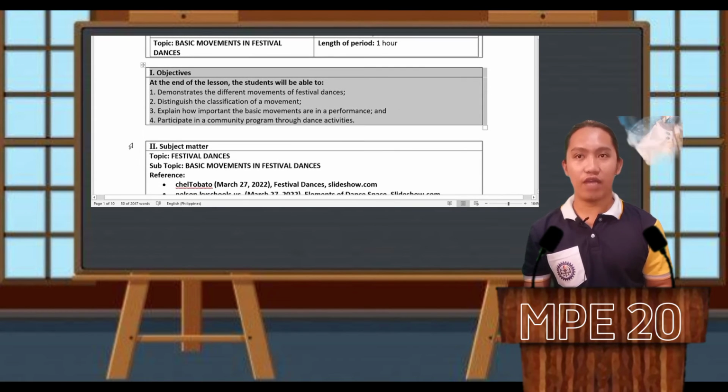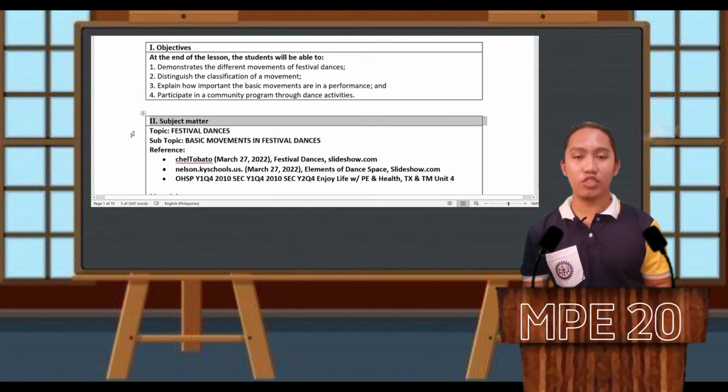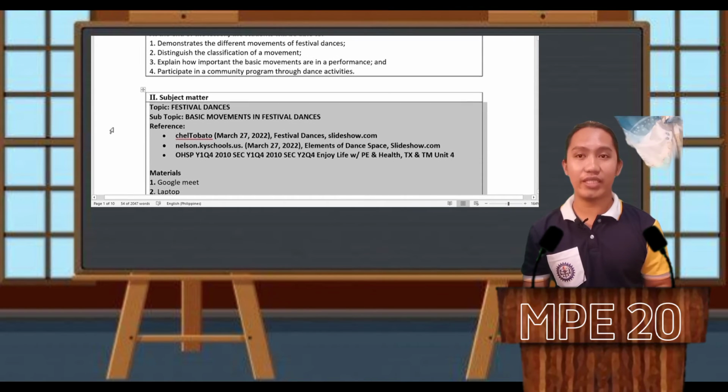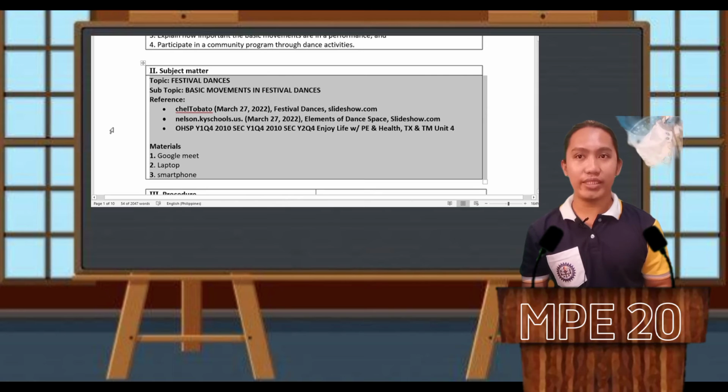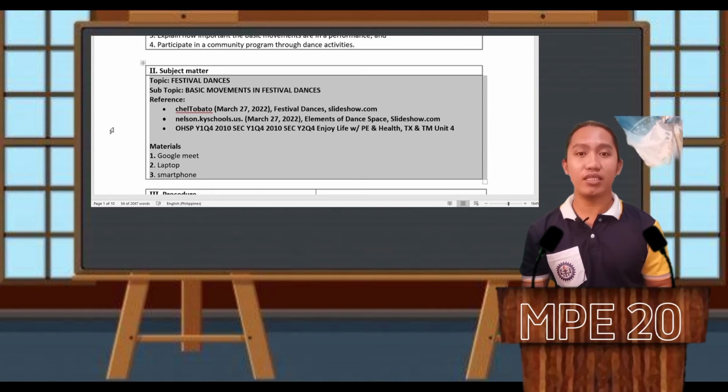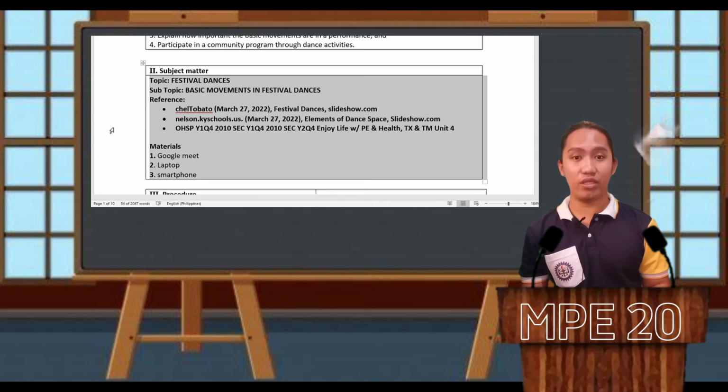Next, we have to put the subject matter. When it comes to subject matter, here you can see the topic, the subtopic, the reference, and the materials. When we say topic, this is the lesson that you will discuss. And when we say subtopic, this is a more specific topic that you will discuss throughout the lesson. Reference is where you get the information, the knowledge that you will teach to your students.